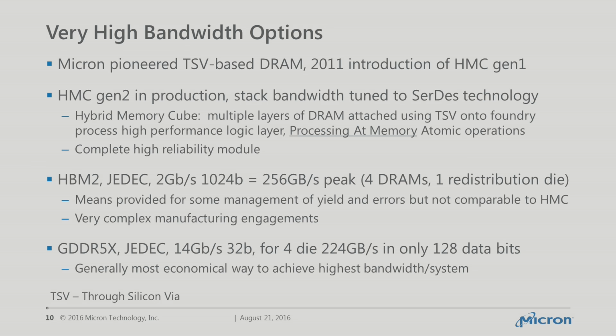GDDR5X is really interesting. Like I said, 14 gigabit per second, 32-bit per die. An HBM solution is a 4-die grouping as a minimum. And so for 4 of these die, we get to almost the same bandwidth as the HBM, but you get it at in the range of half the cost. So if it's high bandwidth per dollar that people want, that's where we steer them. If it's really good system performance, then we steer them to HMC.